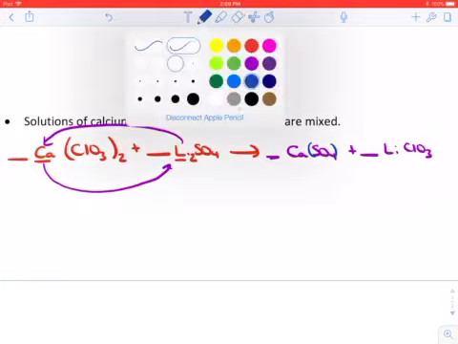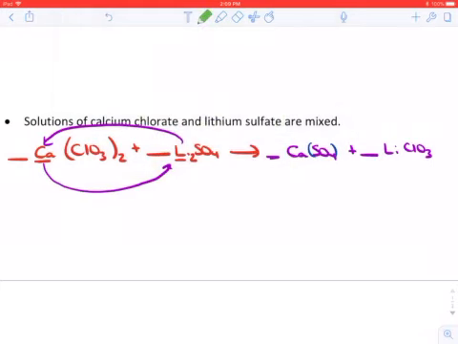And our last step is to go back and balance. So if we look, 1 Ca, 1 Ca. 2 ClO3s, and I only have 1 on this side. To get to 2 ClO3s, I put a 2 out front. Now I have 2 Lis, 2 Lis. All right, my Lis are balanced. SO4, SO4, we're balanced. So if I just put 1s in the other spots, we are done. All right, that was our final last bit of notes.